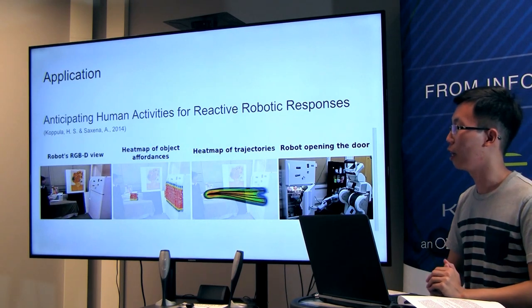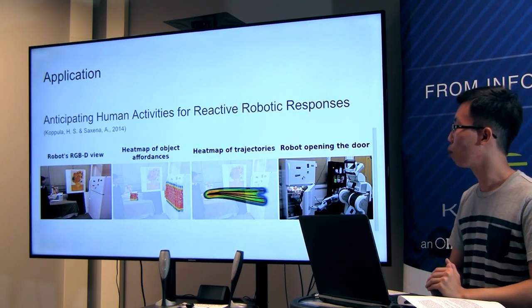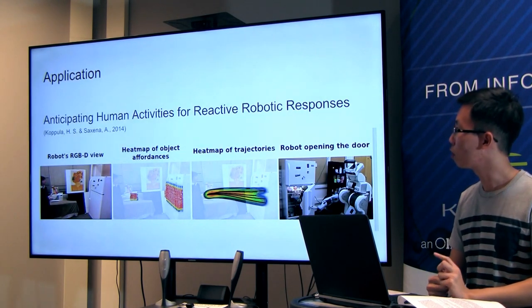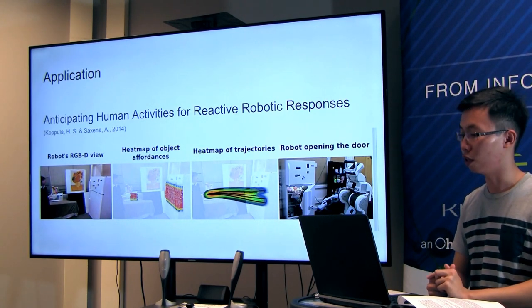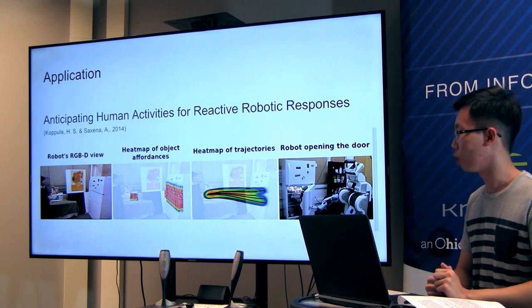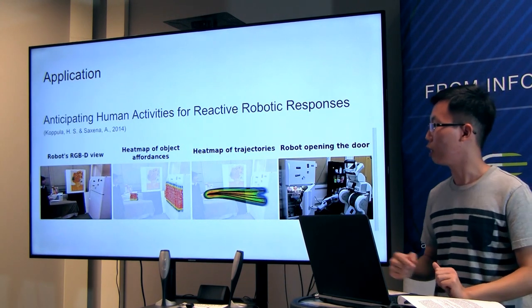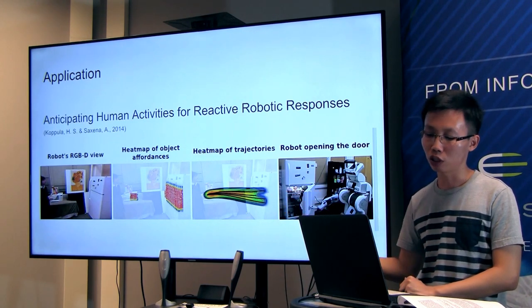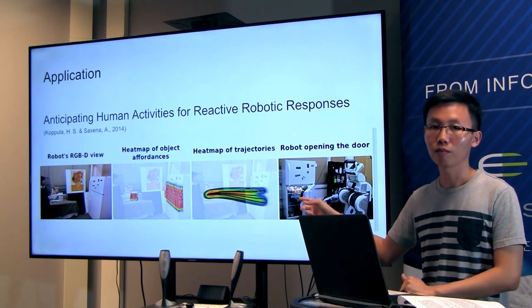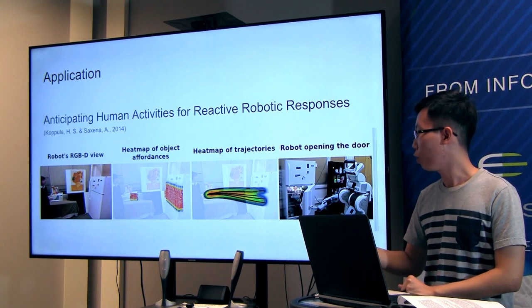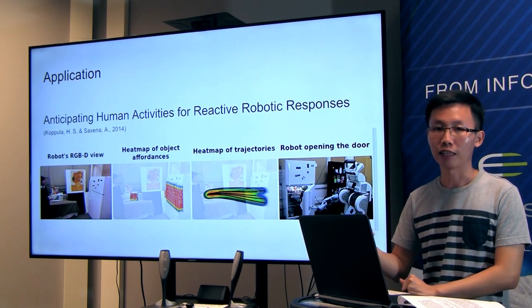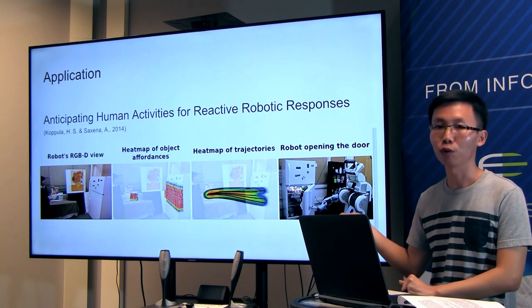Another application is to build a more intelligent robot. So this article, anticipating human activities for reactive robotic responses, uses the anticipating concept. When the robot sees that the person is approaching the refrigerator, the robot anticipates that you are going to open the freezer and take some food, and it would help you open the freezer.